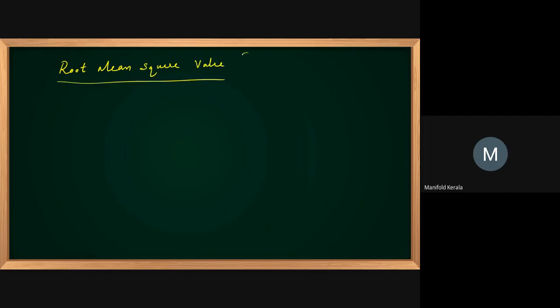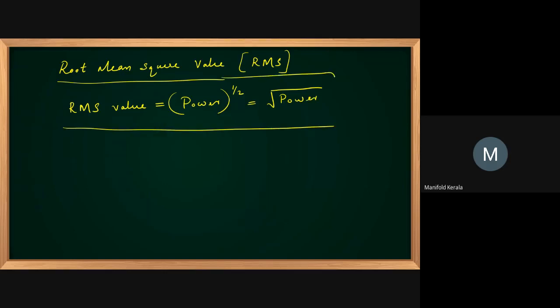It is also called the RMS value. Now, the RMS value of any waveform is equal to the power of the waveform raised to the power 1 by 2, that is, the square root of the power of the waveform gives you the RMS value. Okay, so I can write the relation in another format also.